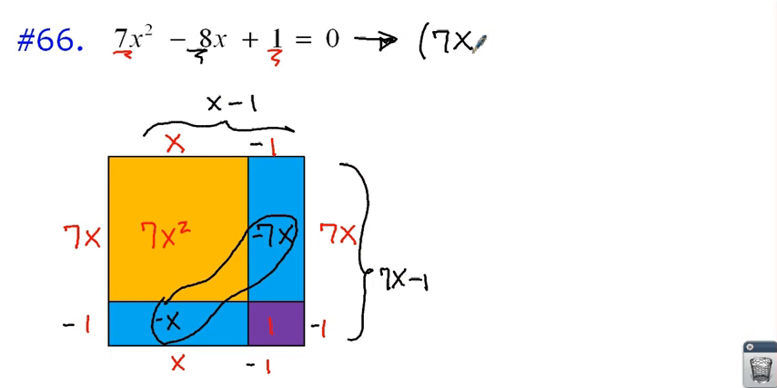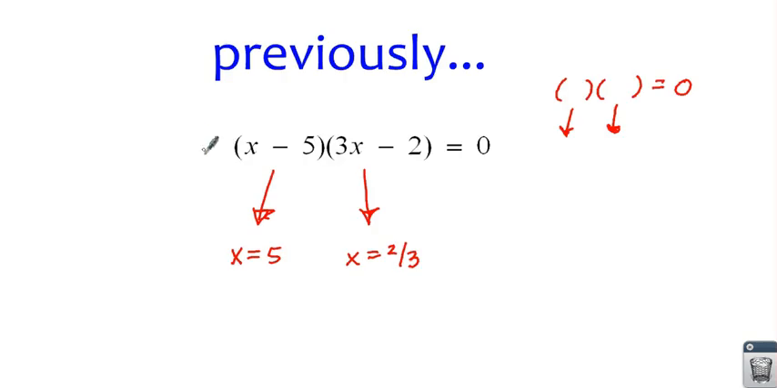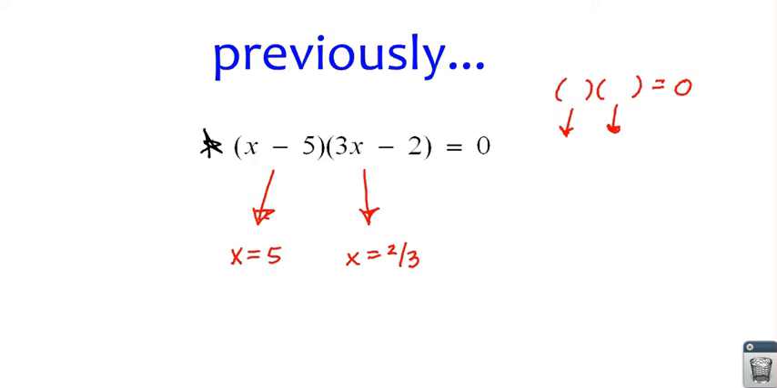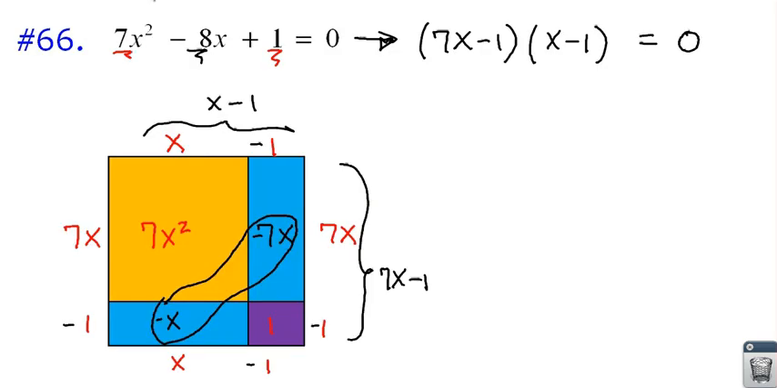Length times width is equal to area. And so the product of these two things is still 0. Notice that now the equation looks an awful lot like this one, so it should be just as easy to solve. Okay, let's see if we can complete this problem.